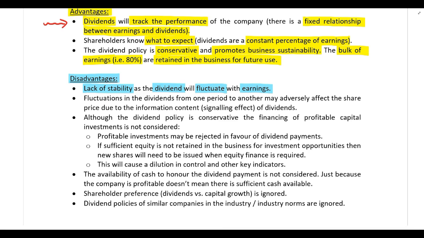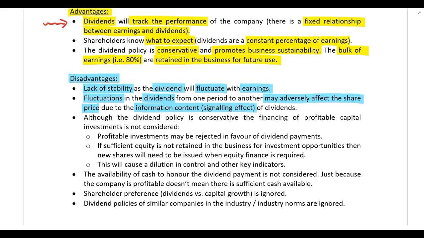On the other hand, it is also a disadvantage because dividends will fluctuate with earnings. And fluctuations in dividends from one period to the next may adversely affect the share price due to the information content or signaling effect. So if the company has a bad year and earnings drop and they are paying 20% of their earnings out as a dividend, that means the dividend will also drop. And remember, what does that signal to the market?